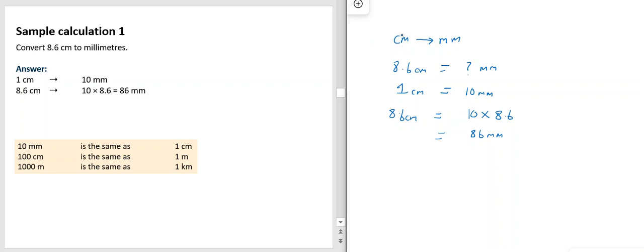So what's happening here, you're going from centimeters to millimeters. So you're going from a large unit to a smaller unit. And when you're converting from a large unit to a smaller unit, you'd expect the number to be bigger, which in this case it is. So for example, 8.6 centimeters is equivalent to 86 millimeters. Again, this table here is very important when it comes to working out these kinds of measurements.